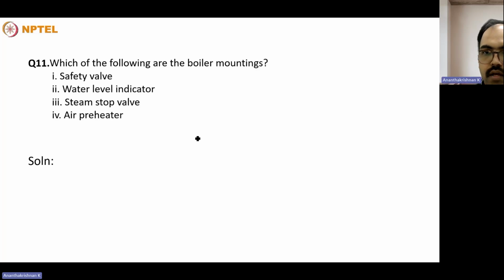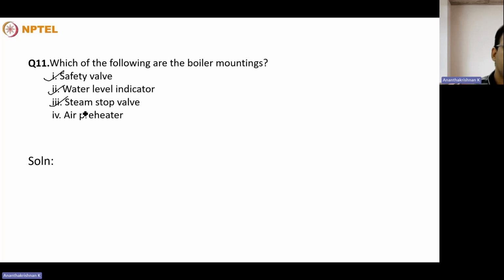Which of the following are the boiler mountings? Safety valve, water level indicator, steam stop valve, air preheater. As we have seen in the previous questions, the boiler mountings are things that are used for safety purposes. The one which is used for improving the efficiency is an accessory. So a safety valve, water level indicator, and steam stop valve are the cases of boiler mountings.